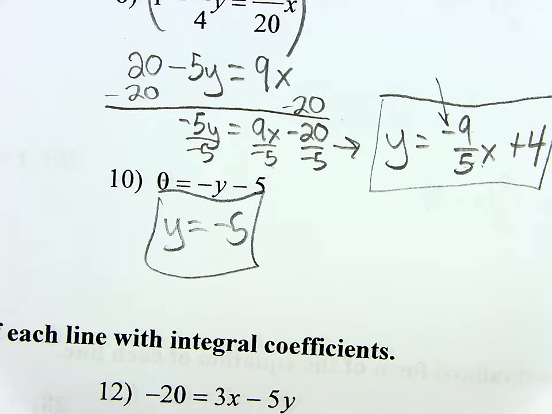All right, so does that make sense? Going from some random form into slope-intercept form?